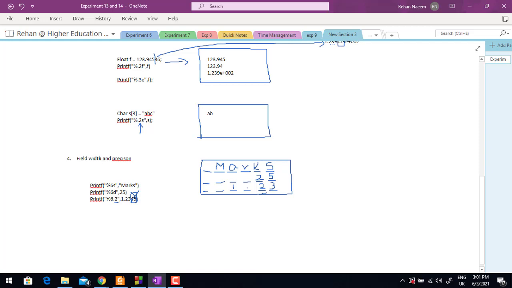And you can see that by using field width and precision, you have aligned the string marks, the integer 25 and the floating number 1.23. You have aligned them in a straight line. So the basic purpose of using field width and precision, specifically the field width, is to display your data in a proper format, in a presentable way, so that your data could be understood easily.